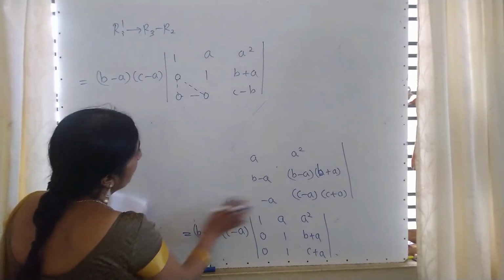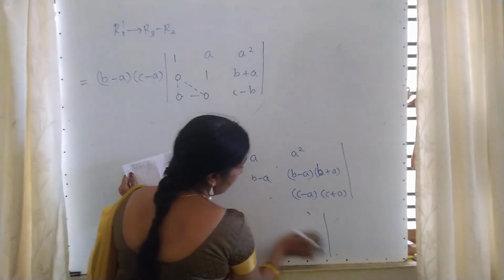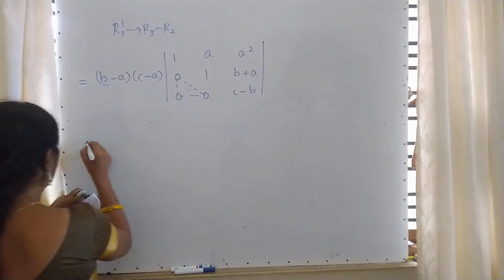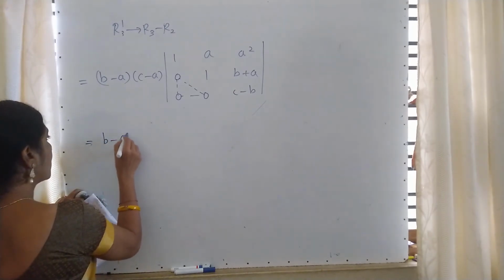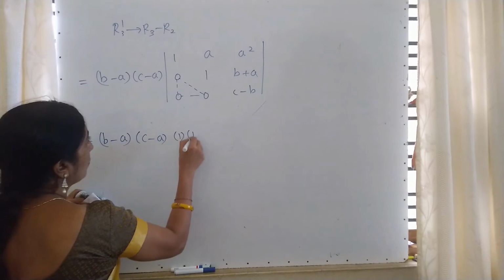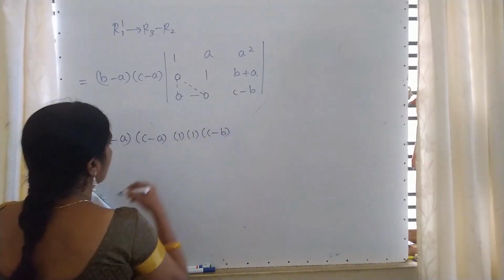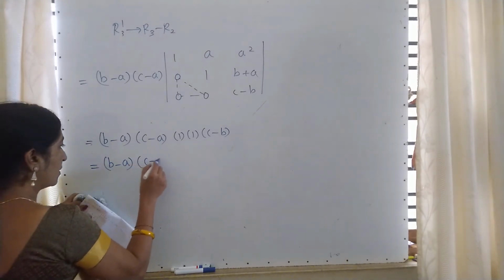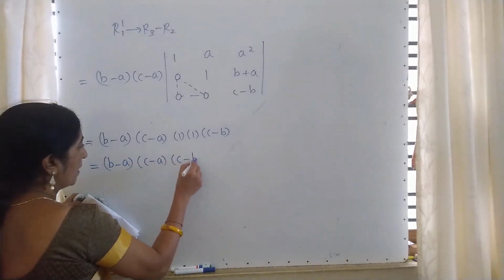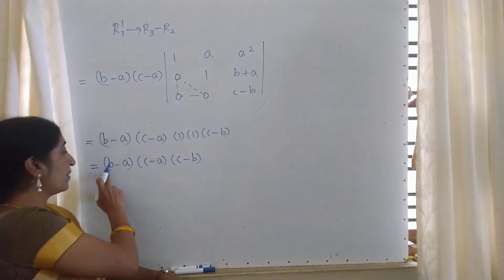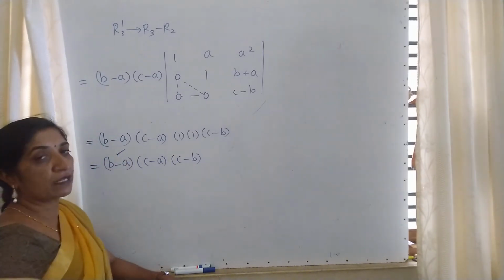Then what are you multiplying? We are multiplying the elements present in the principal diagonal. So what are the elements? b minus a, c minus a as it is, 1, 1, c minus b. So what is remaining? b minus a, c minus a, c minus b. But this is not the required answer. The required answer is a minus b. That means here I am taking minus common.